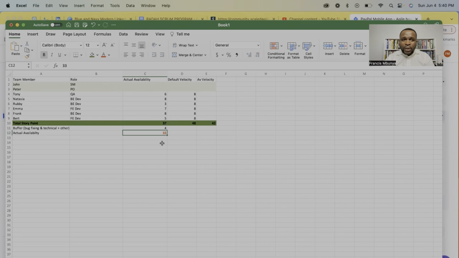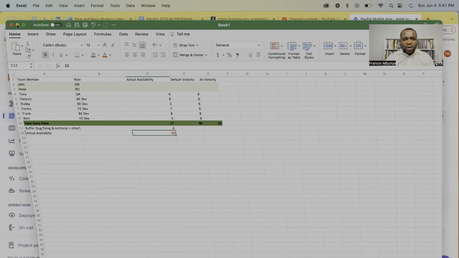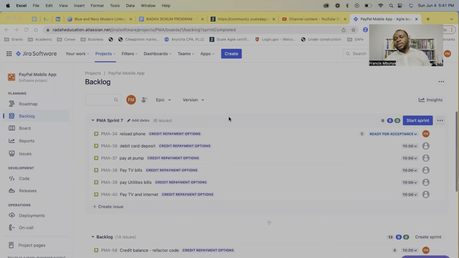That's the first point. Now, the second point would be, how do we ensure that we match this velocity? This now goes to both planning and backlog refinement. Now, this is my Jira board, right? I'm going to assume that this is the sprint through which we are planning. But one of the things you notice is that although this says Sprint 7, what is happening right here?